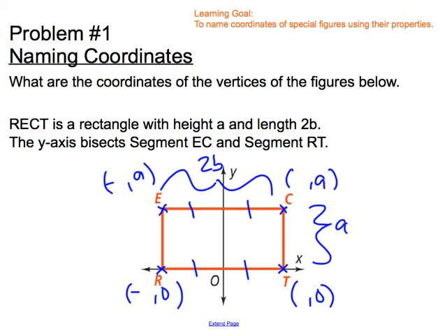So if this is the total distance of 2b, then splitting it in half will give us two parts of b. So we can see this is b to the left, and this is b to the right. So we can see this will be negative b comma 0. This will be negative b comma a. Here we go to the right b and go up or down 0. To get to C, we start at the origin, we go to the right B, up A. So we can see that the coordinates of this rectangle would be given as negative B comma A, negative B comma 0, B comma A, and B comma 0.